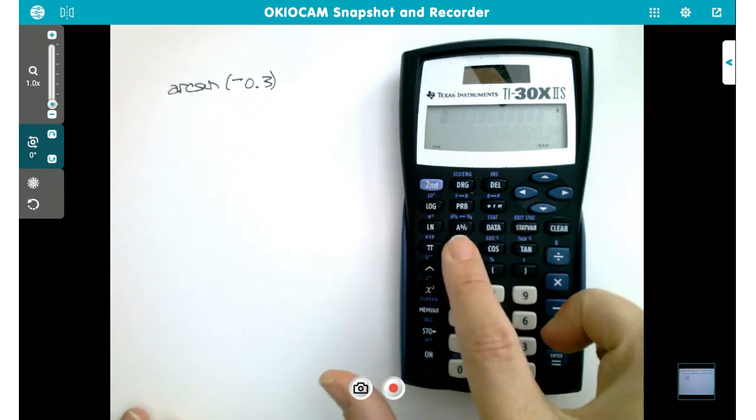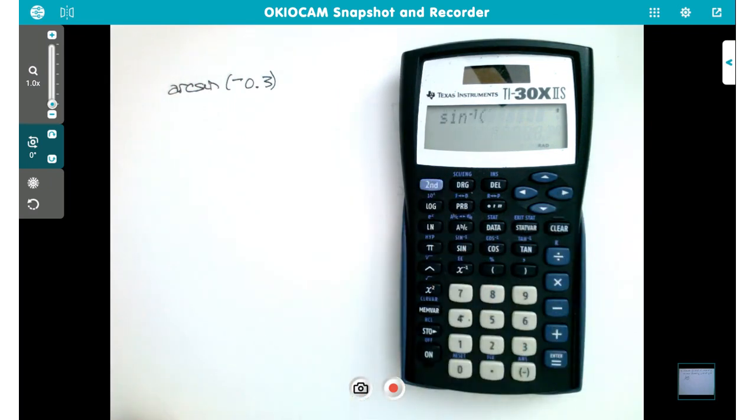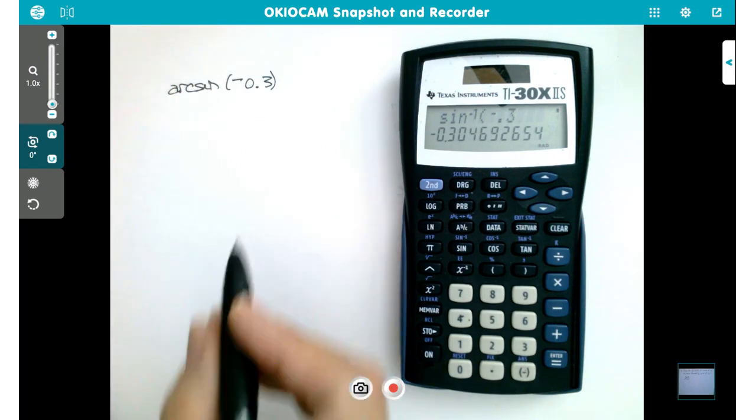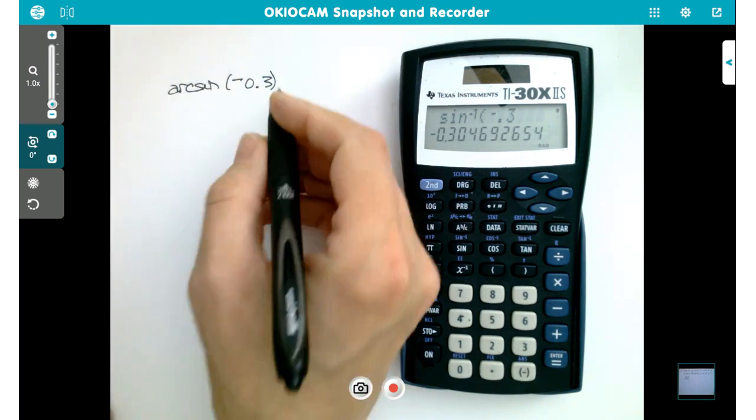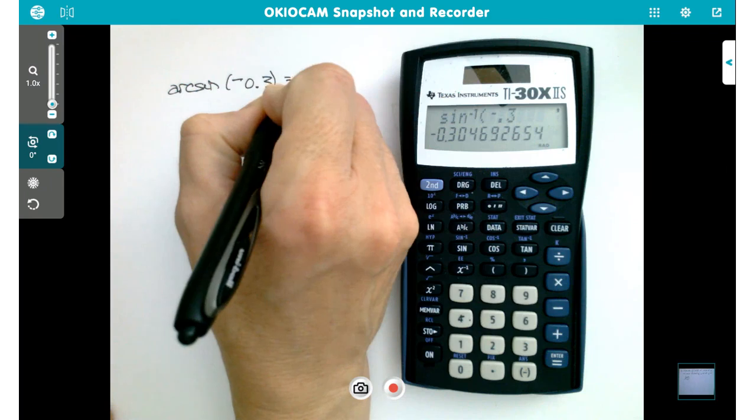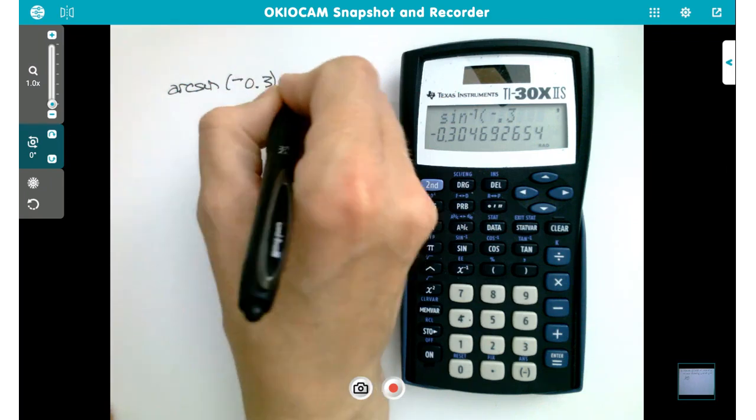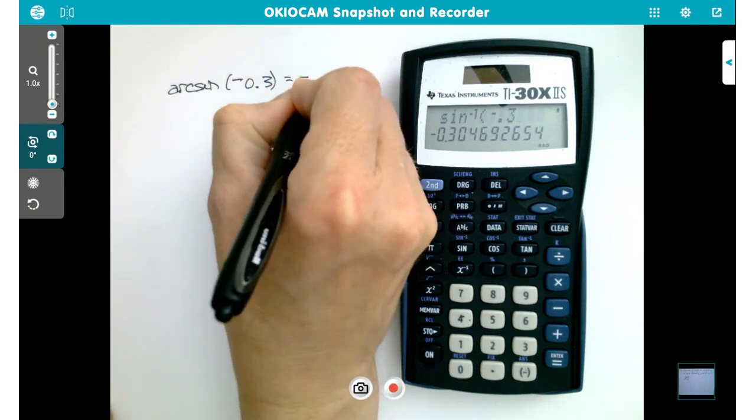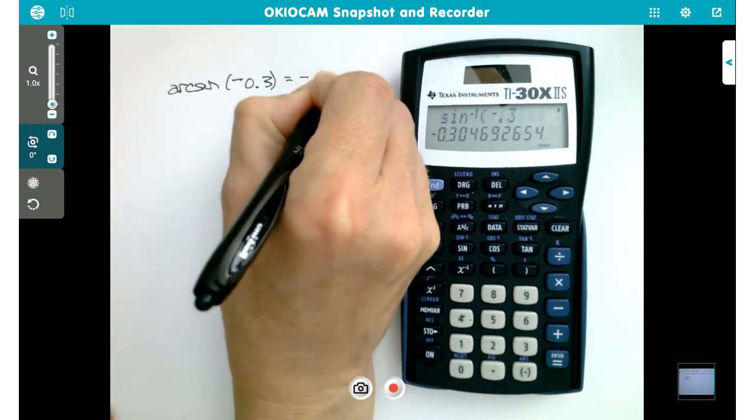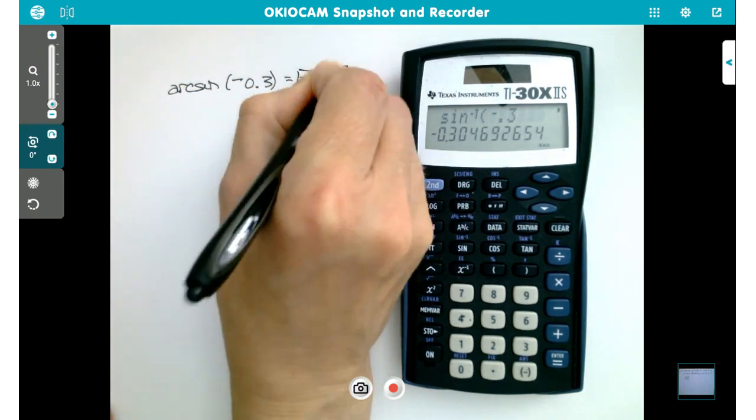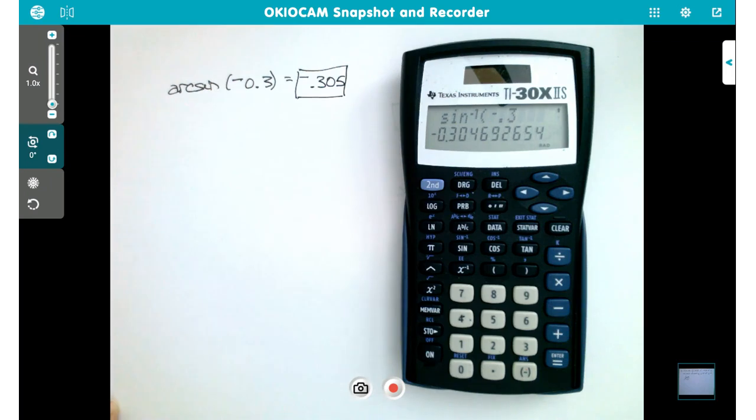I'm going to go second function, sine, there's my arcsine, and then just put the number in, negative 0.3, and there it is. We're in radians, and that's how we want to be for inverse trig functions in radians, unless something says otherwise. So negative 0.305 is my value, and we're done, no problem.